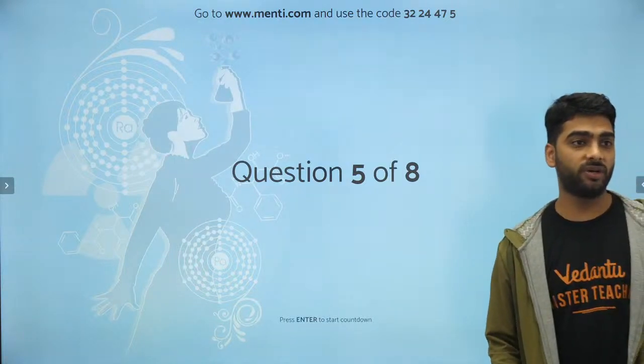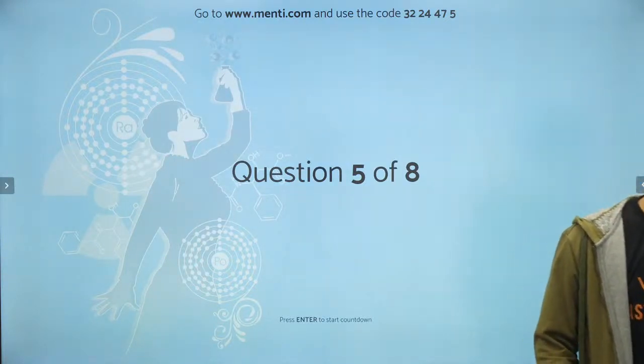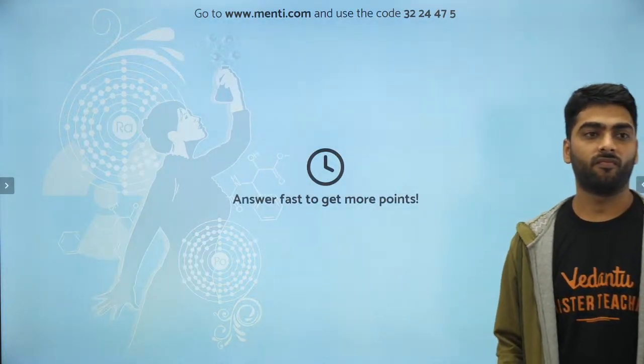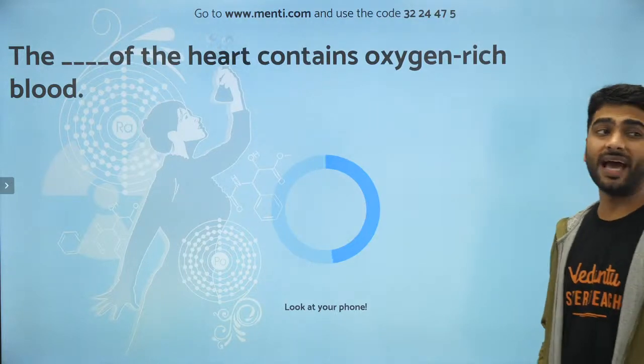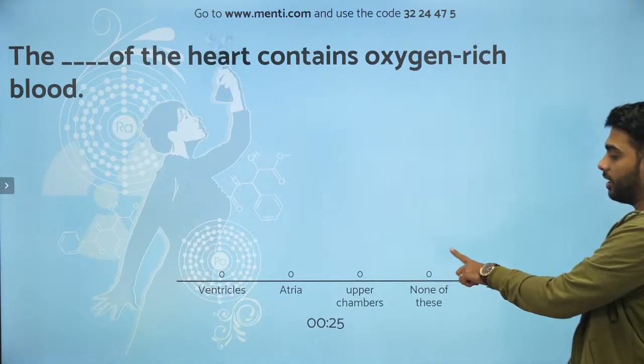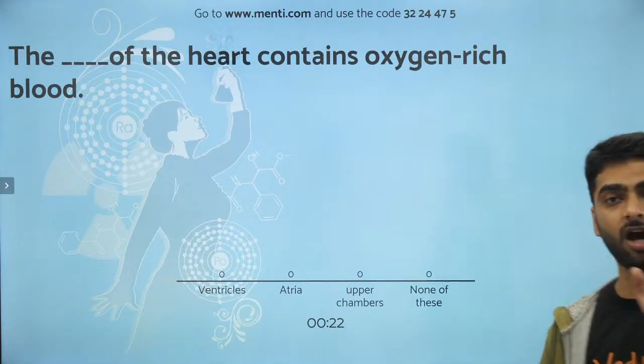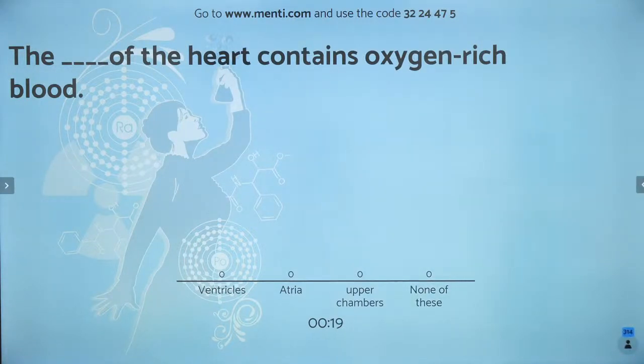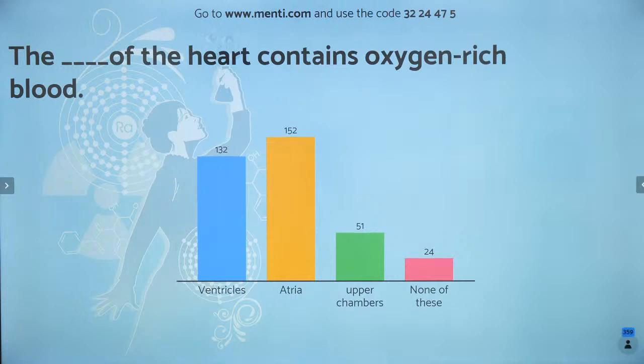Question number 5. Make sure that you read the options carefully. Okay? Chalo. A dash of the heart contains oxygen-rich blood. What of the heart contains oxygen-rich blood? Ventricle, auricles, upper chamber, none of these. Atria, auricles, upper chambers, they all are the same. Very good. Guys, option B and C are the same, so that cannot be the answer. I've already given out the answer to you. Only 132 of you gave it correctly.